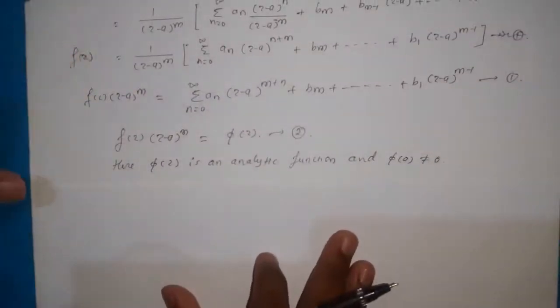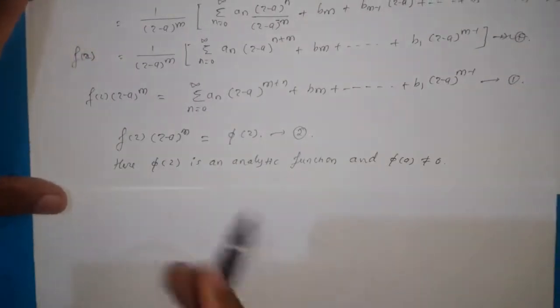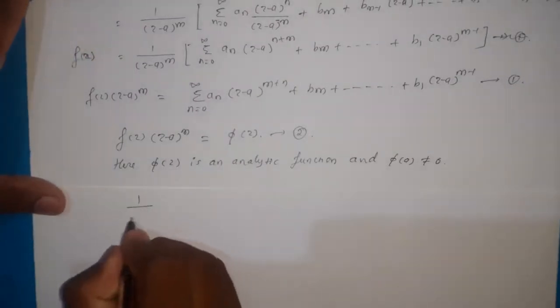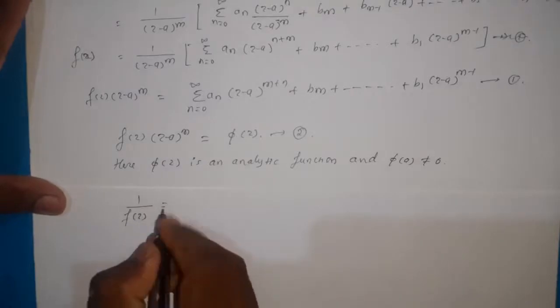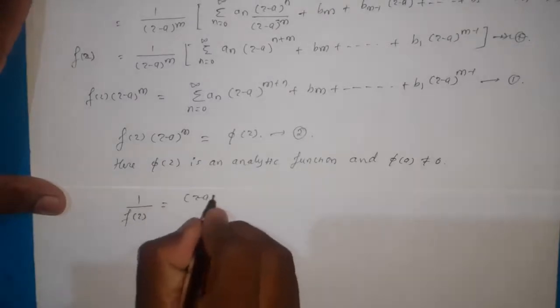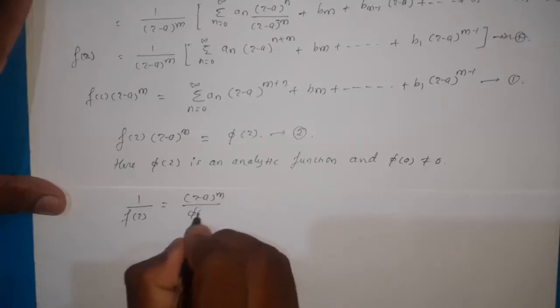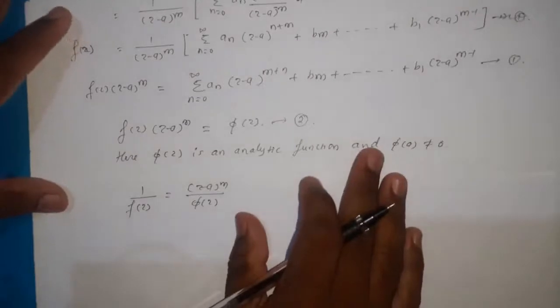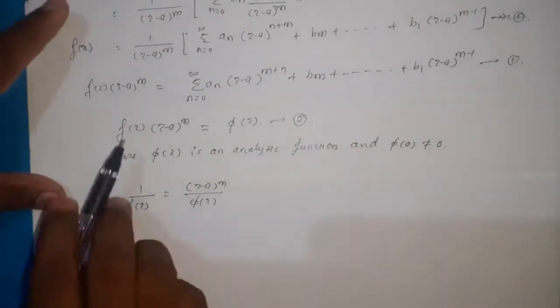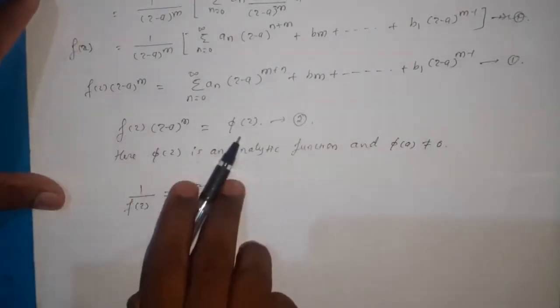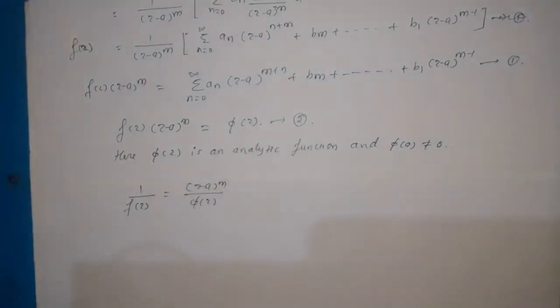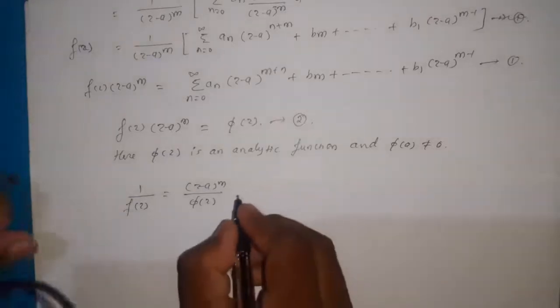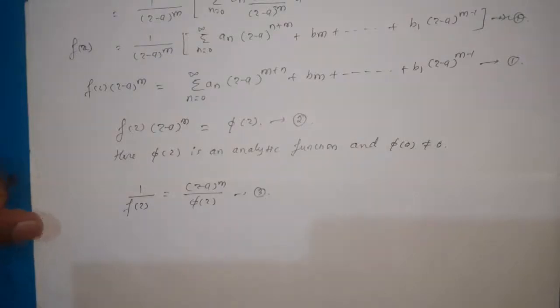Then here 1 by f of z is equal to z minus a whole power m divided by phi of z. So by equation 2, f of z equal to phi of z divided by z minus a whole power m, and 1 by f of z will be z minus a whole power m divided by phi of z, and consider this as equation number 3.